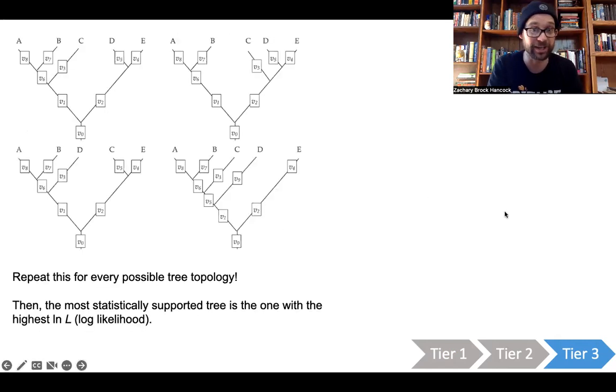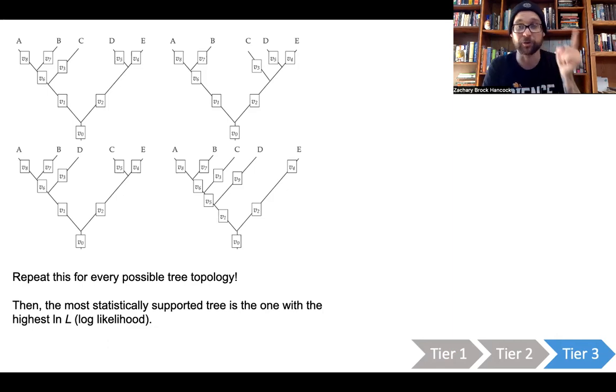Now what we have to do then is do this for all possible tree topologies and for all possible ancestral sequences. Then we take the most statistically supported tree as being the one that, across all of those tree topologies and all of those ancestral reconstructions, has the highest log likelihood. So as you can see, what we just did was for literally one site, for one random iteration of that ancestral sequence.